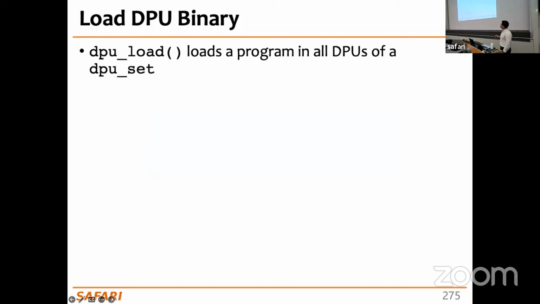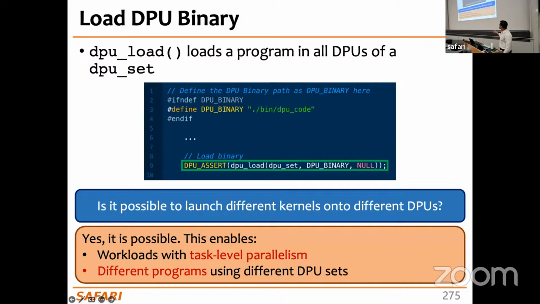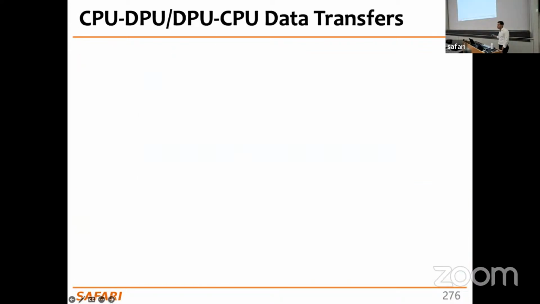So once you allocate the DPU, then you need to load the binary of your application into the DPU itself. So you point to the binary that you're going to execute, and then you load the DPU binary in the DPU set by passing that pointer itself. So you can launch different kernels onto different DPUs doing the execution of the application, for example. But you're not going to do that in the lab three.